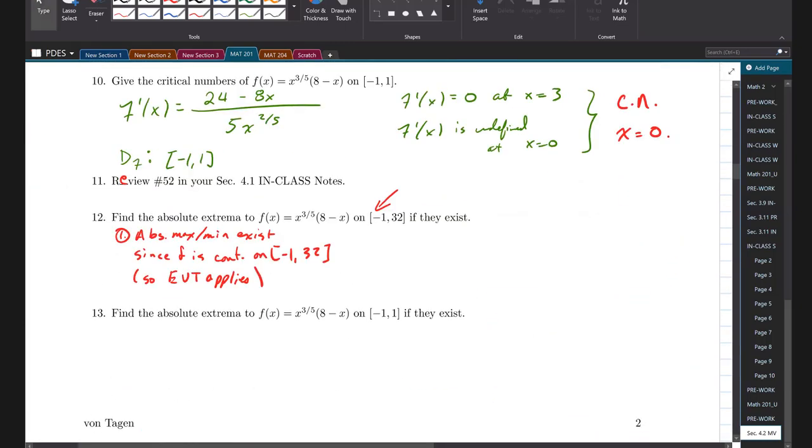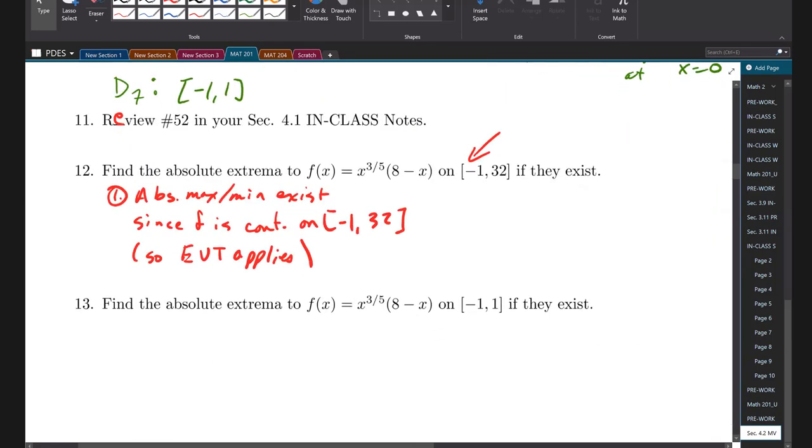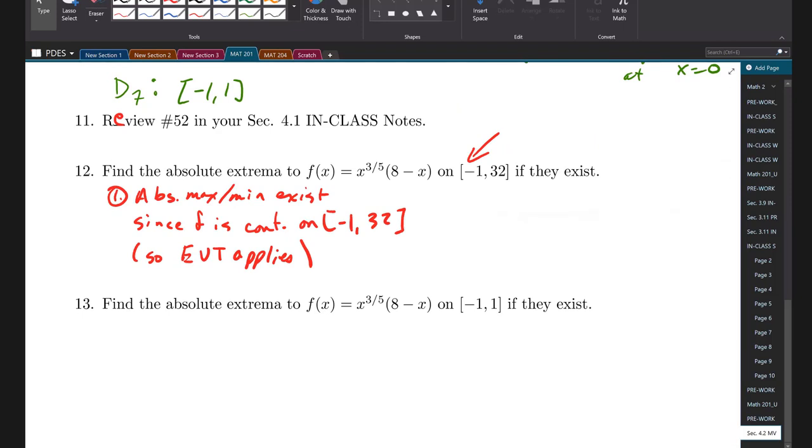If we're going to go looking for the absolute extremum, they could occur where? Where I have critical numbers, or on the endpoints. So when I check the endpoints, I would still scoop that up. Great question. I would still scoop that up.